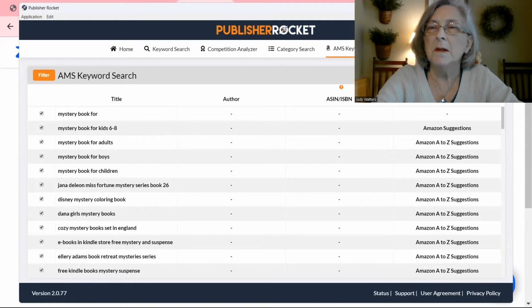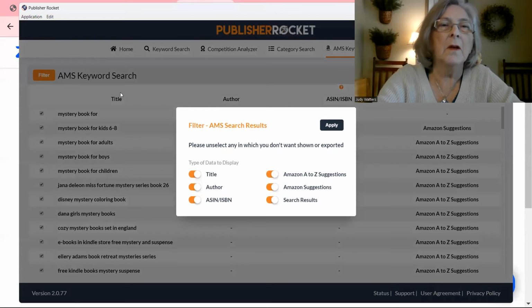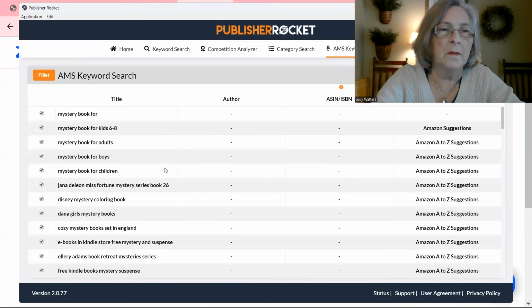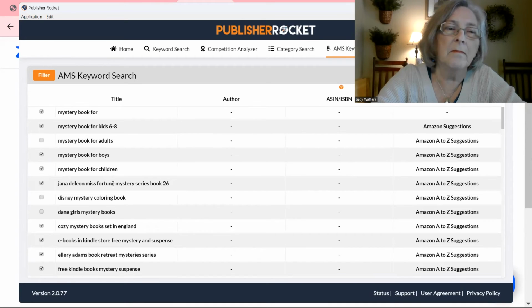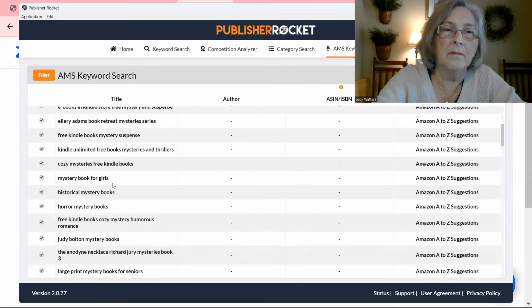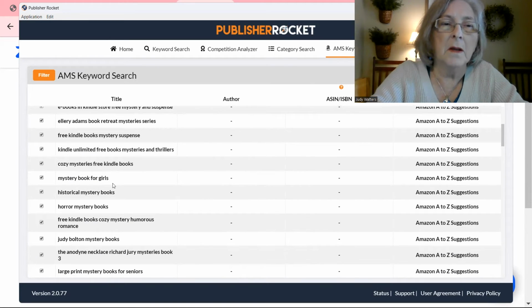Like maybe deselect the mystery book for adults because this isn't really for adults. Disney mystery coloring book, you probably don't want to use that one. But again, it really comes down to how much time you want to spend on this, because with Amazon ads, like with anything with Amazon, you want it to be as relevant as possible, because that's what will give you the better chance of getting selected. But with some of these, you may not know. Your book may be relevant to it according to your customers, and you don't even know it.